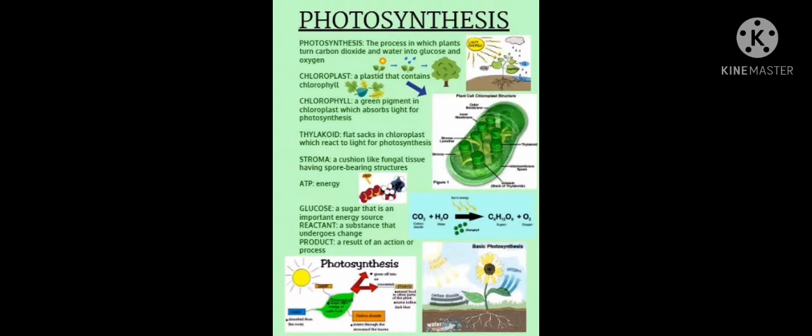Now about the chloroplast, a plastid that contains chlorophyll. What is chlorophyll? A green pigment in the chloroplast which absorbs light for photosynthesis. Then the thylakoids are flat sacs in the chloroplast which react to light for photosynthesis. Then in the stroma, the energy is finally formed in the form of ATP. So this is the short information regarding photosynthesis. We will see photosynthesis in detail in our next lecture.